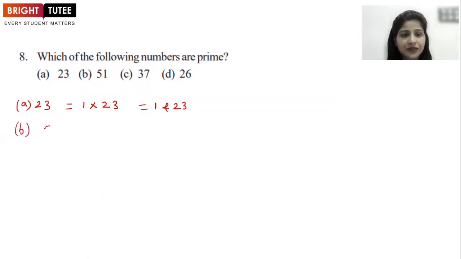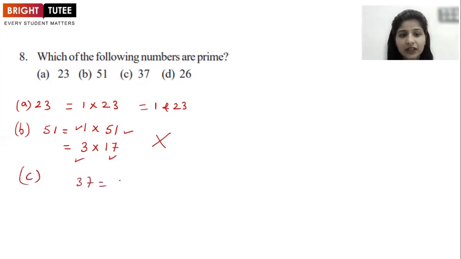The second part is 51. If I find the factors of 51, I will write 1 into 51. With 2, 51 will not be divisible. If I divide by 3, I will get 17. Yes, so you can check, see, 1, 3, 17 and 51. So it is not a prime number. These all are the factors, so we can cancel it here only. C part, 37. For 37, we see there are only two factors because we do not get 37 by multiplying any two other numbers. So yes, this is a prime number.